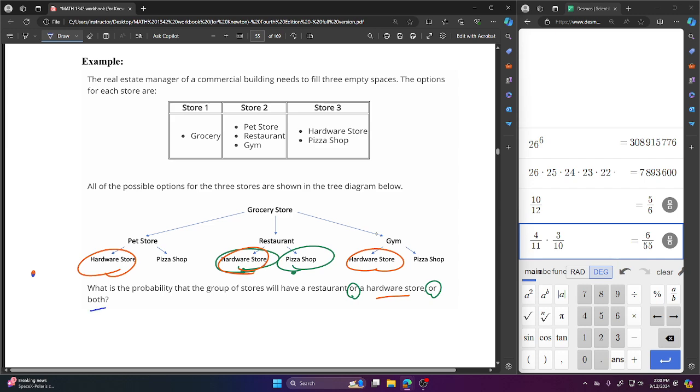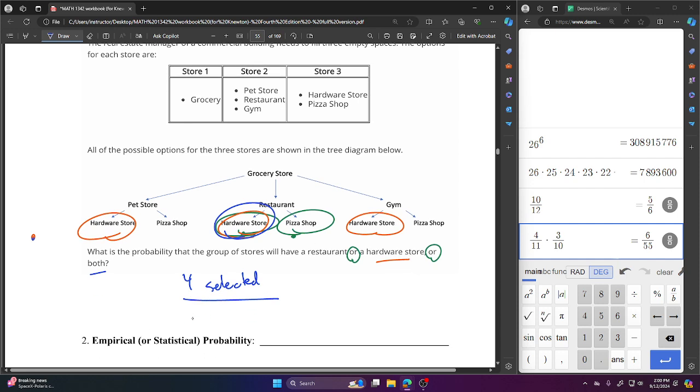Or both. And so I'm looking for hardware and restaurant. That would be like that guy again, I guess, right? Because he would have the restaurant and the hardware. And so zooming out, I'm simply looking at who got selected. How many actually got selected? 4 got selected. I know he got selected 3 times, but it doesn't really matter. Did he get selected? Yes. What's my total? 6. So my probability? 2 out of 3. Yep, 2 out of 3.